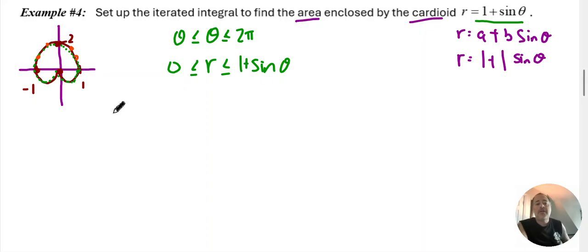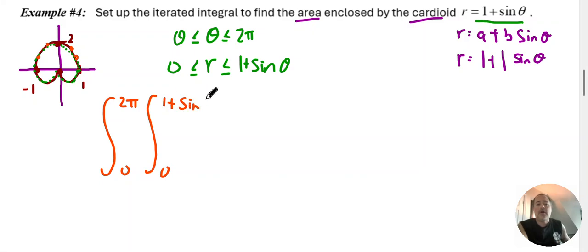We have enough information now to set up our integral. We integrate theta from 0 to 2 pi, and r from 0 to the function 1 plus sine of theta, and remember we always use dA, which is r dr d theta. We're done with this question because it's just asking to set it up. We would integrate it and get the area of the cardioid 1 plus sine of theta.